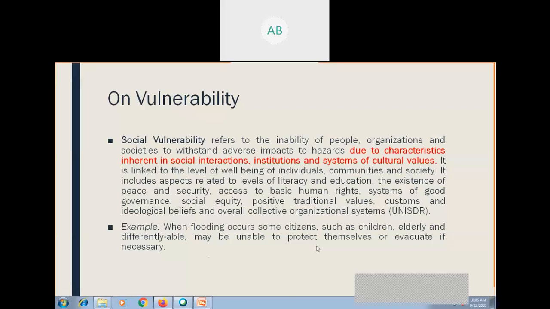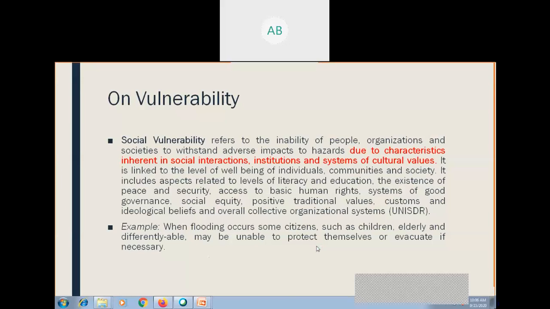If there is a flood, how good is the hospital? If there is a flood, do you really have a point where you can go and take your relief? How good is the communication system, how good is the supply? All these things will ultimately contribute to the level of vulnerability, and all these examples come under our social vulnerability. Okay, so this is the definition.